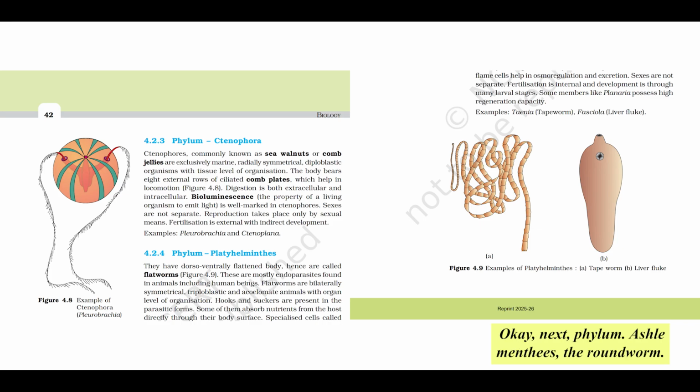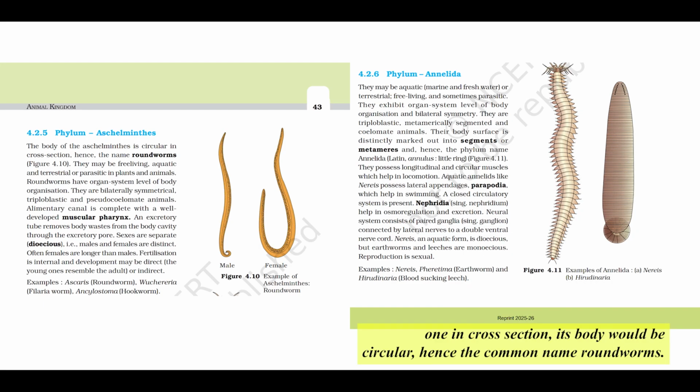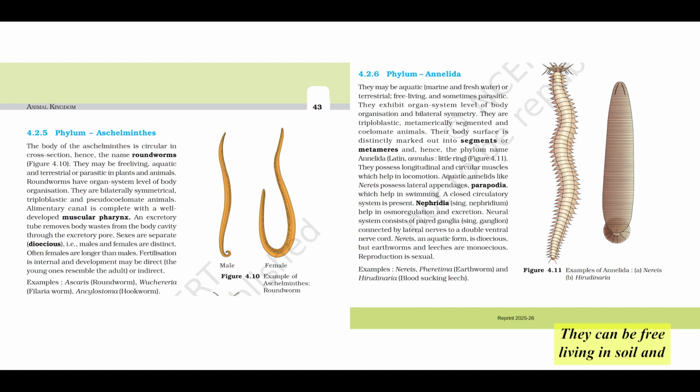Okay, next phylum. Aschelminthes, the roundworm. Yes, phylum Aschelminthes. If you were to cut one in cross-section, its body would be circular, hence the common name roundworms. They are incredibly abundant and diverse. You find them everywhere. They can be free-living in soil and water, both aquatic and terrestrial, or parasitic in plants and animals, including humans, where they cause many diseases.